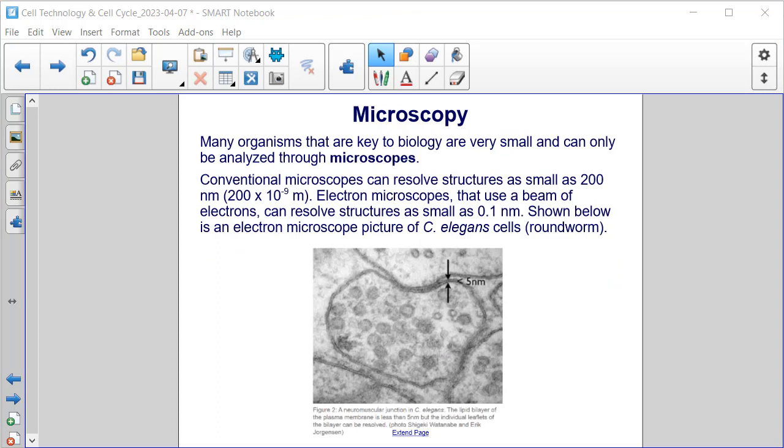Microscopy. Many organisms that are key to biology are very small and can only be analyzed through microscopes. Conventional microscopes can resolve structures as small as 200 nanometers, or 200 times 10 to the minus 9 meters. Electron microscopes that use a beam of electrons can resolve structures as small as 0.1 nanometers. Shown below is an electron microscope picture of C. elegans cells, or roundworm cells.